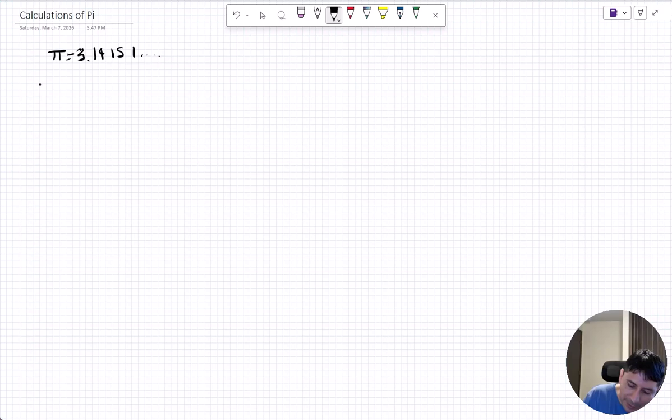First thing that we know about pi is that it's a transcendental number. Okay, so what does that mean, right? It means that it cannot be the root of a polynomial equation over the integers or over the rationals. But it is indeed a real number. So that's what that means.